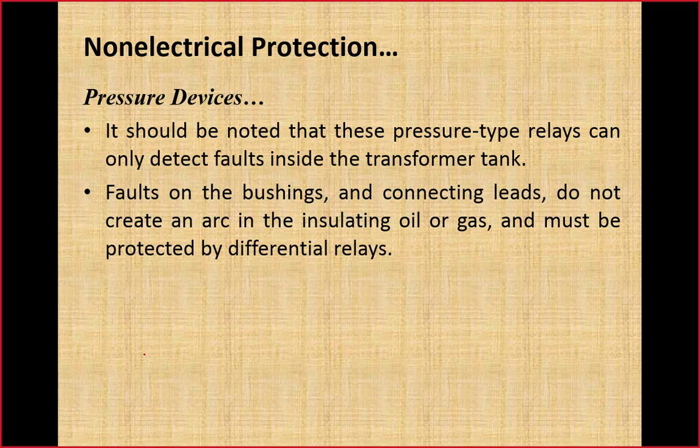Faults on the bushing or connecting leads do not create an arc within the transformer tank. So for the detection of those faults, we will have to use differential relay. Differential relay along with the Buchholz relay or sudden pressure relay will provide complete primary protection to the transformer. Faults that occur within the transformer tank would be detected by the Buchholz relay, and faults occurring on the bushing of the transformer or just outside the transformer will be covered by the differential relay.